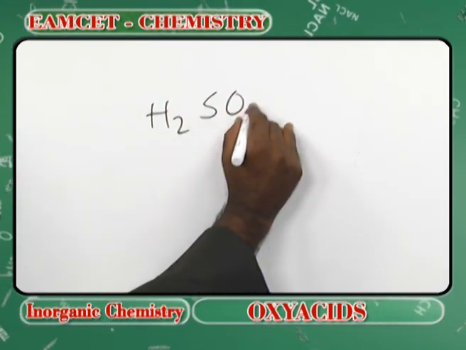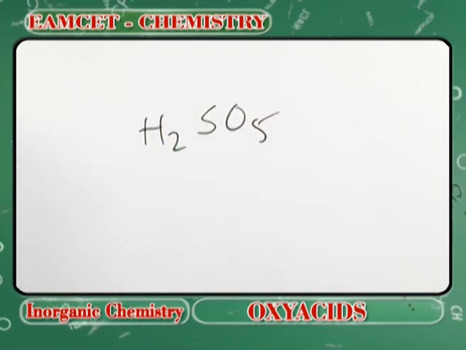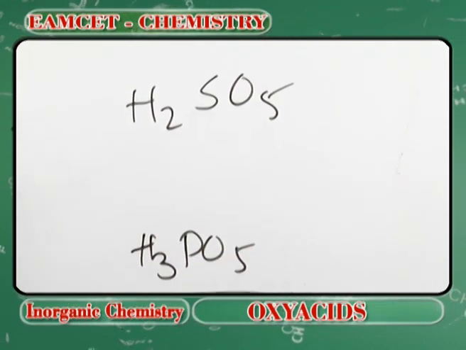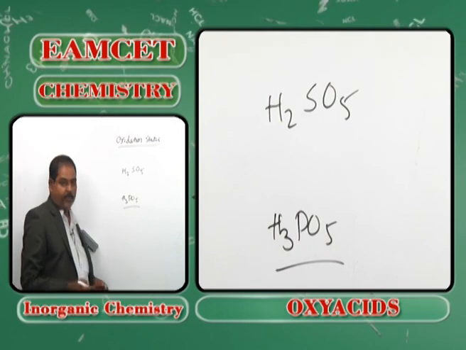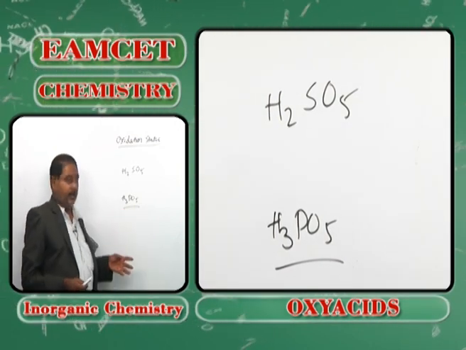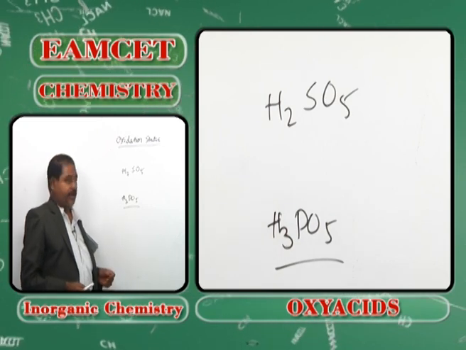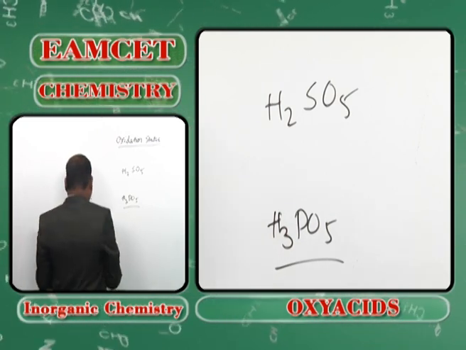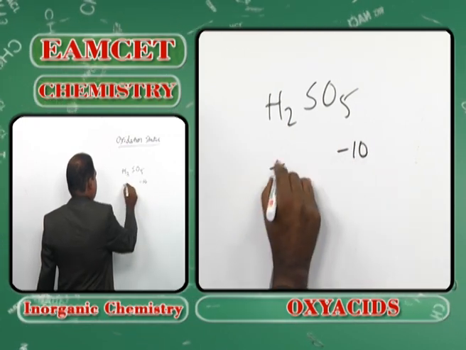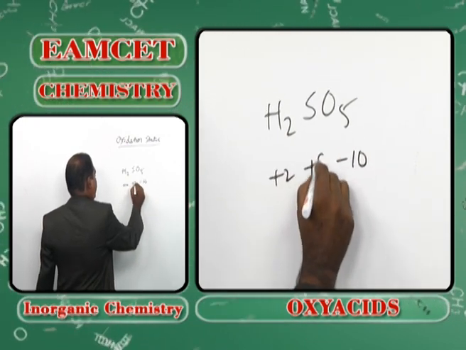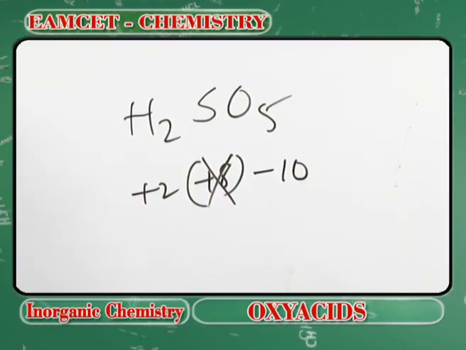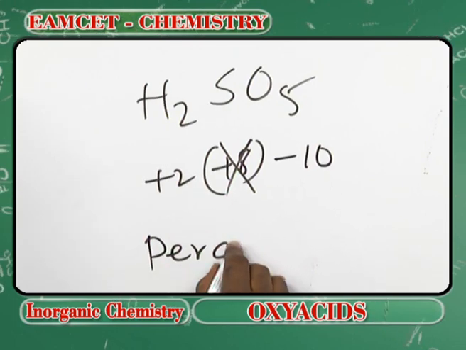H2SO5. Does it contain...? So, what is the name of H3PO5? Yesterday we discussed peroxyphosphoric acid. What did you call that yesterday, if you remember? Peroxyphosphoric acid. A little too many oxygens. Right. So, H2SO5: minus 10, plus 2, plus 8. Impossible. Sulfur maximum is plus 8. So, this is called peroxysulfuric acid.